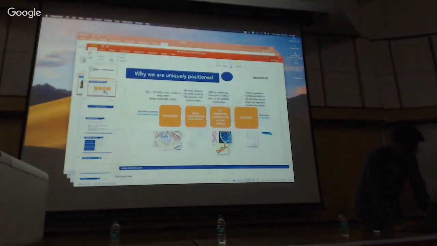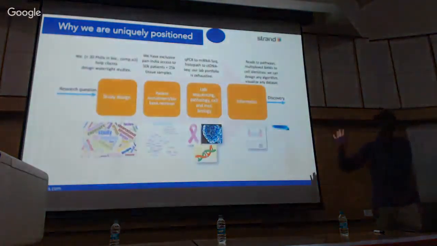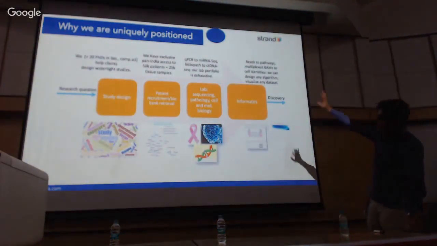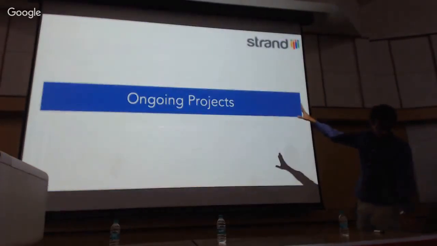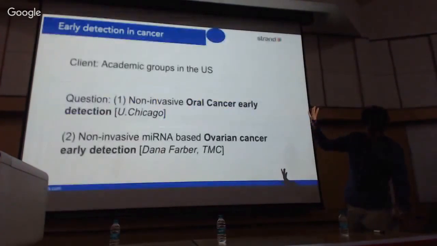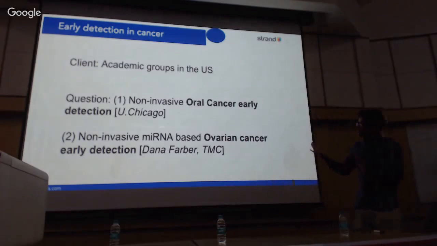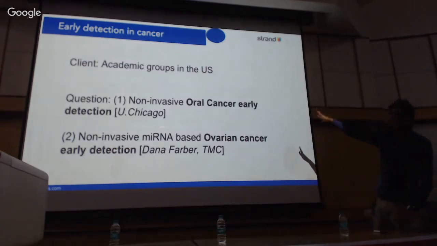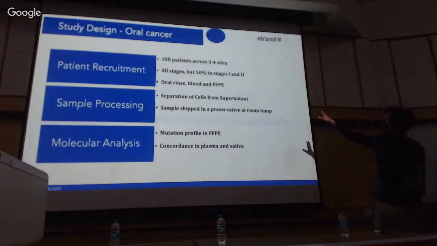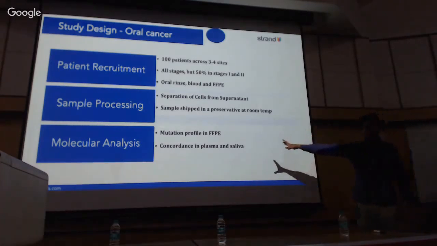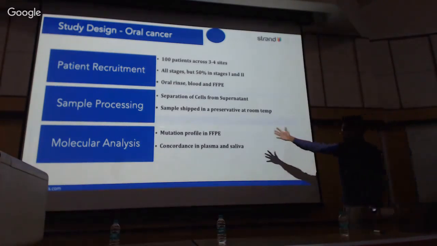And really, I think another thing that Dr. Wall also touched upon today, interestingly, and that's why I wanted to flash this a little bit, is, ignore there's a lot of detail here, but I think the important thing to notice here is that there is a clinical element, and so these are two studies that we're doing. One in non-invasive oral cancer, and another one in ovarian cancer. And in each of these, there's a study design element, a clinical element, a sample processing element, and a molecular analysis element.